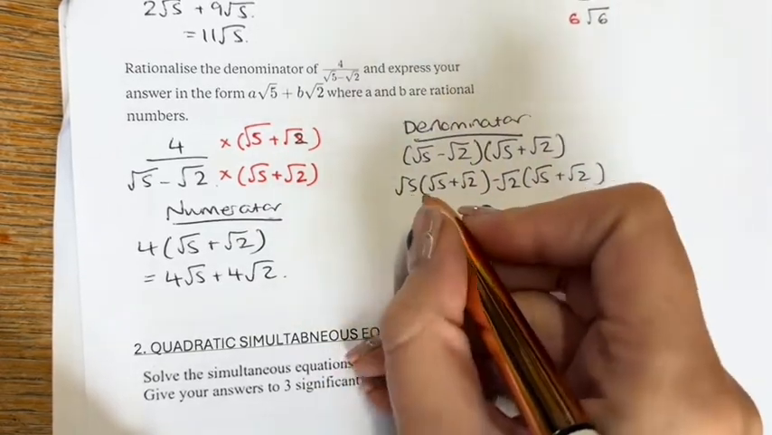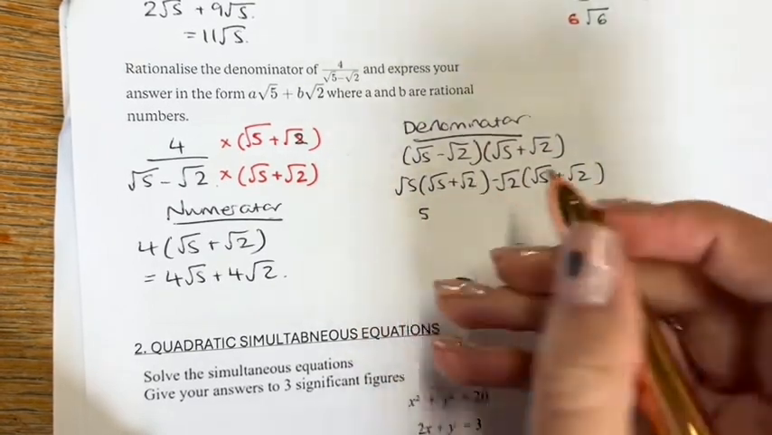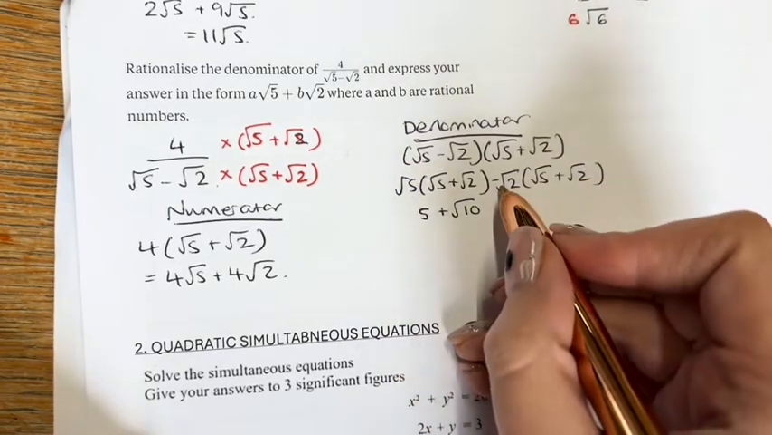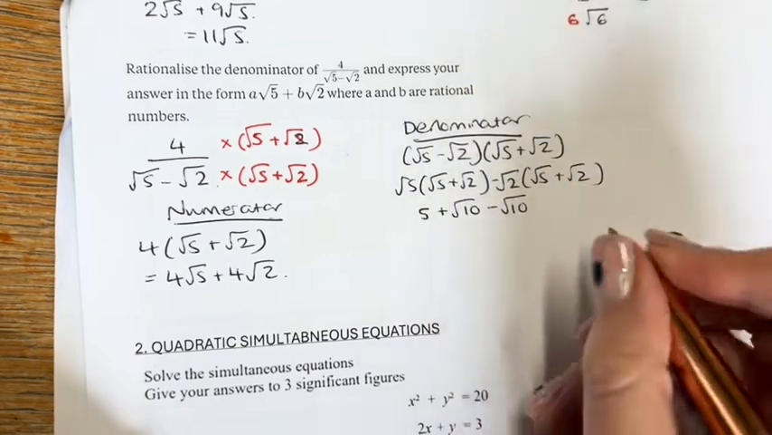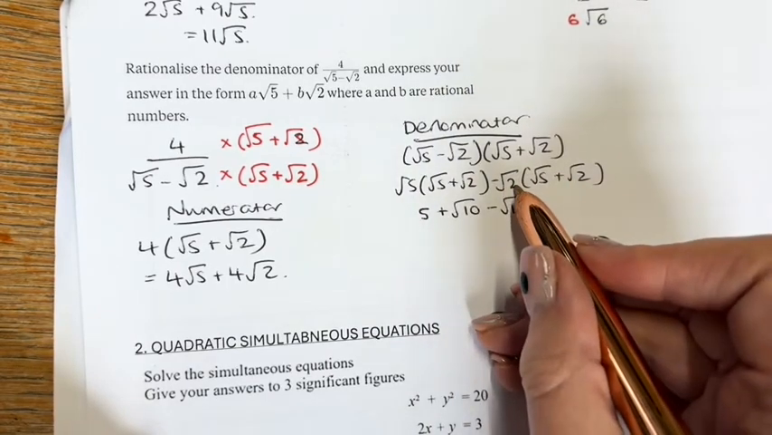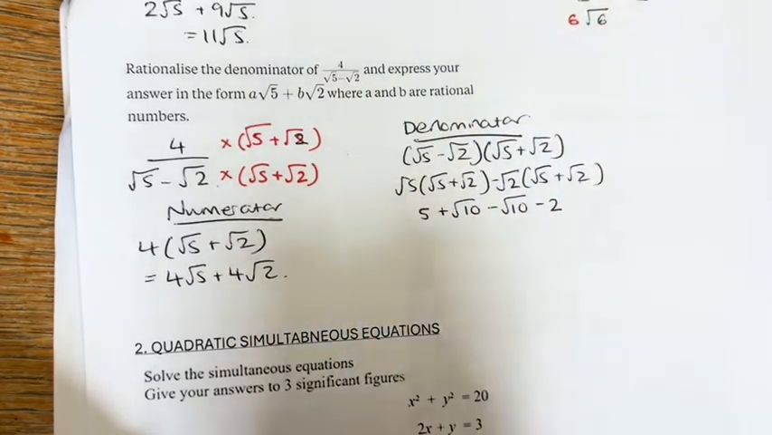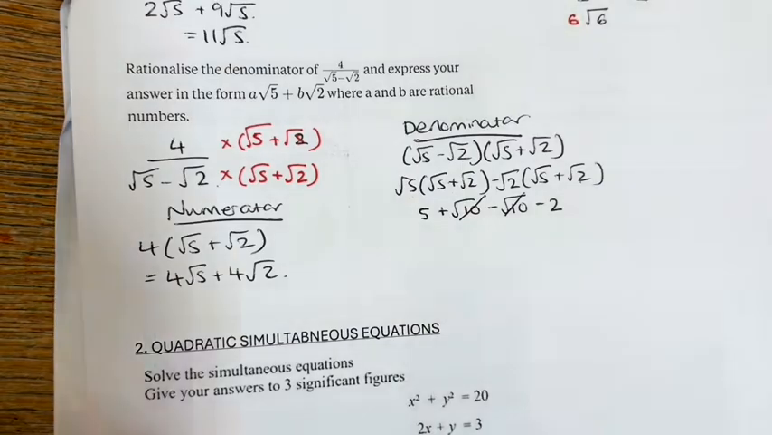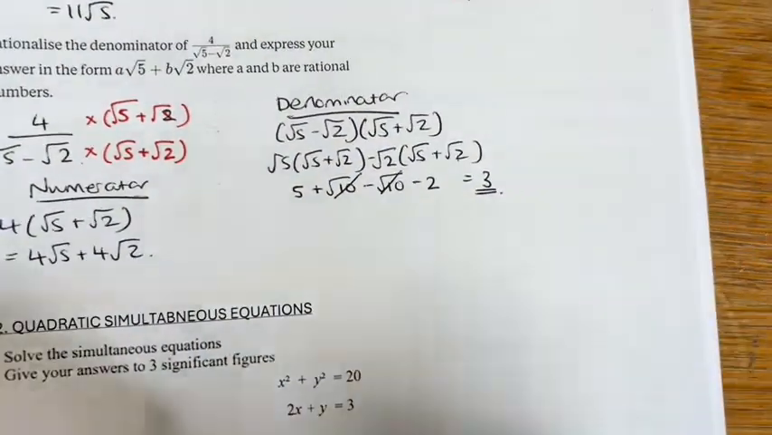Okay, root 5 times root 5 is 5. Root 5 times root 2 will be plus root 10. Minus root 2 times root 5 will be minus root 10. And then minus root 2 times positive root 2 will be minus 2. And that's what I wanted to happen. I wanted those surds to cancel. So I'm just left with 3 as my denominator.